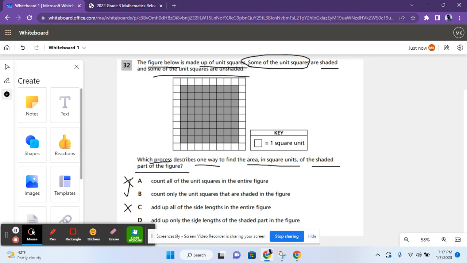And for D, it says add up only the side lengths of the shaded part of the figure. If you do that, you're just finding the perimeter of the shaded squares. You're not finding the area. So D is not a correct answer either. That means that B is the correct answer for question 32.